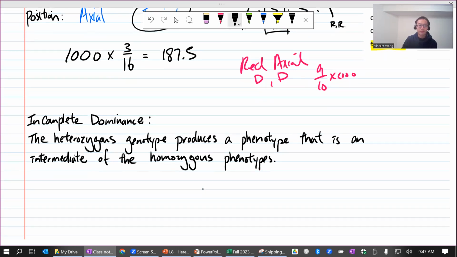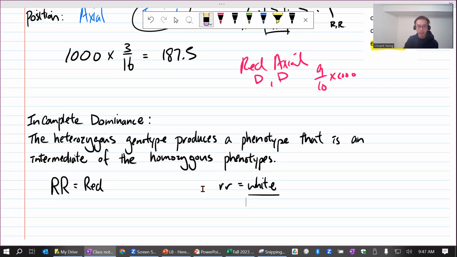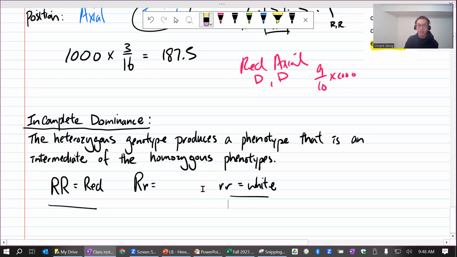Now, what does that mean? So let's say big R is red flower, and little r is white flower. These are the homozygous phenotypes, right? What they look like. That's what phenotype means. Phenotype is the appearance, right? So what about big R, small r? Well, if the interaction is incomplete dominance, it's not going to be red and it's not going to be white. It is going to be an intermediate of red and white. So when you mix red and white together, you get pink.